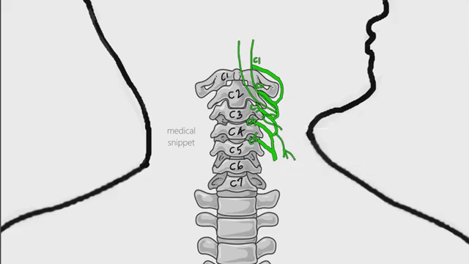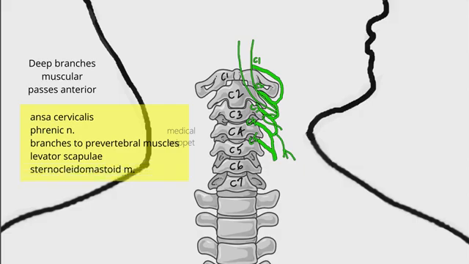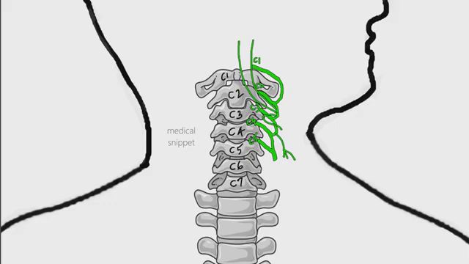Now let's discuss about the deep or muscular branches of cervical plexus. As opposed to sensory branches, the muscular branches pass anteriorly in the neck. The motor branches of cervical plexus are ansa cervicalis, phrenic nerve, and other muscular branches to prevertebral, levator scapulae, and sternocleidomastoid muscles. Now let's discuss ansa cervicalis.